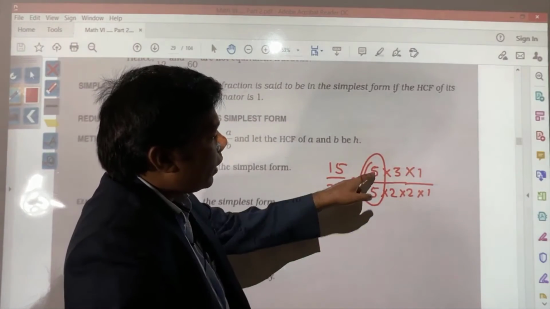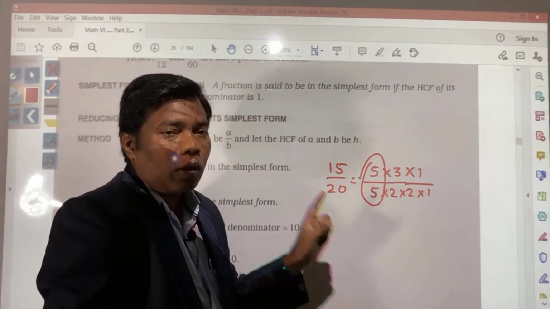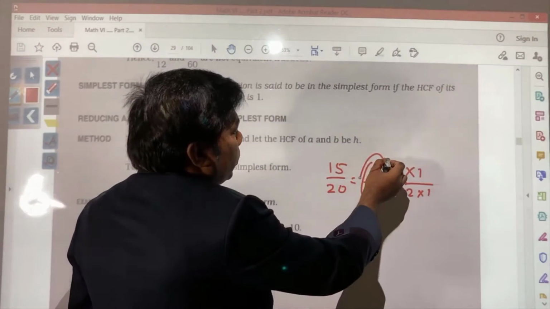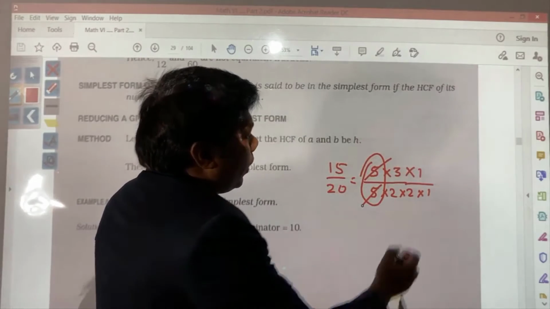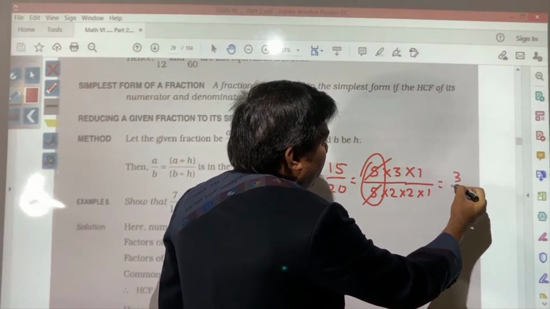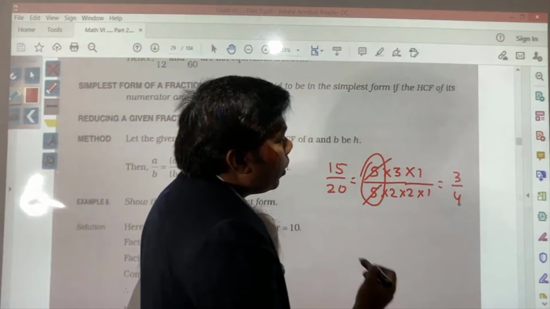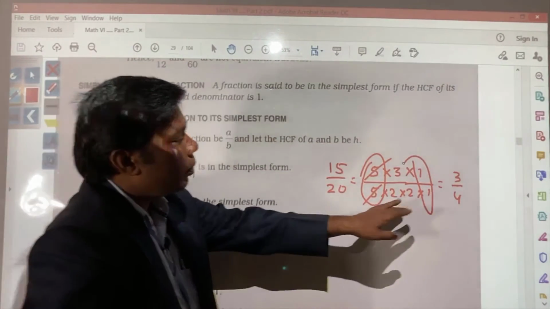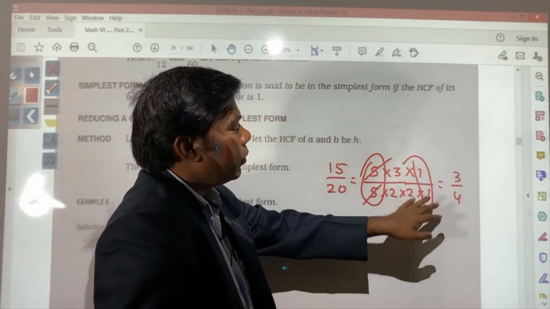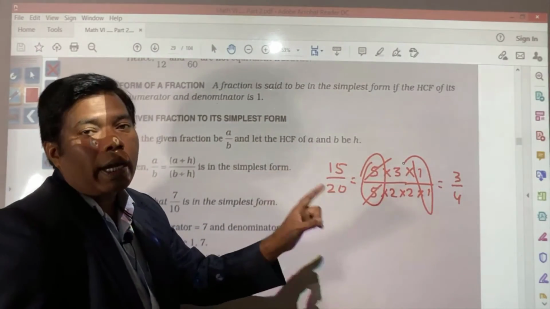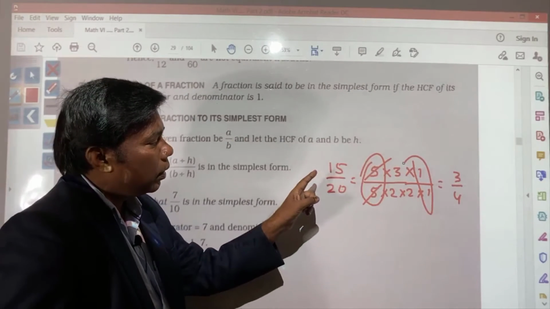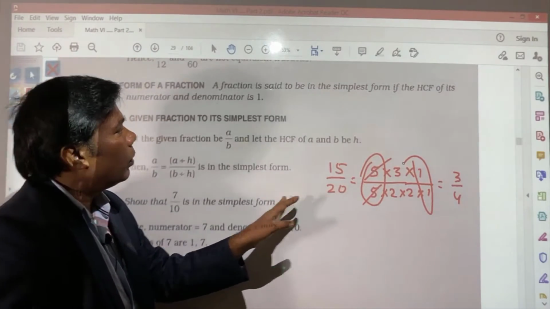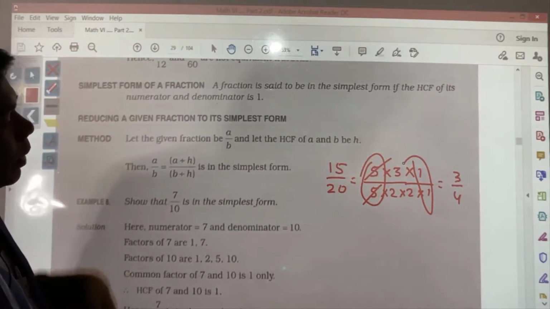So if a common factor is there in between, that is not in the simplest form. So for that, what you need to do is cancel this. And what have you got? Here you see 3 by 4. Now here the only common factor is what? 1. So when the fraction has only 1 as a common factor between numerator and denominator, then that fraction will be called in the simplest form.